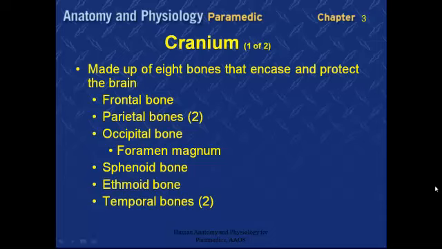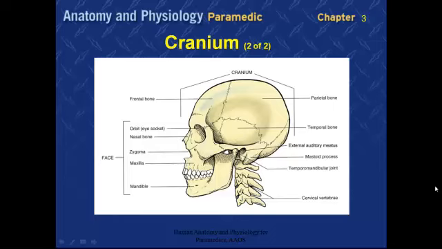closed. The cranium is made up of 8 bones that encase and protect the brain: the frontal, parietal, occipital, which includes the foramen magnum. The foramen magnum is a large hole that the superior part of the spinal cord passes through and attaches to the brain stem. The sphenoid bone, the ethmoid bone, and 2 temporal bones. Here's a good graphical depiction of how those bones are laid out on the cranium.